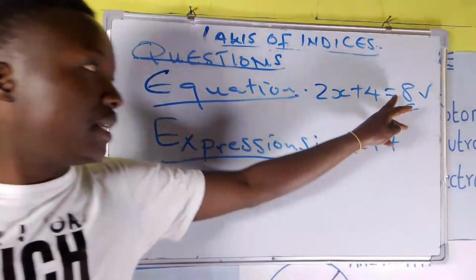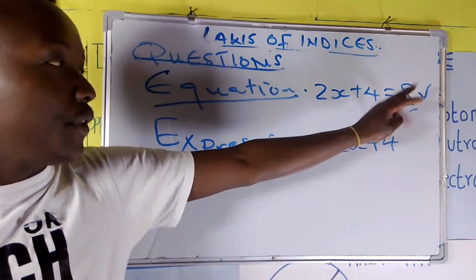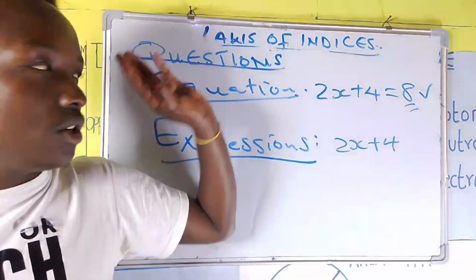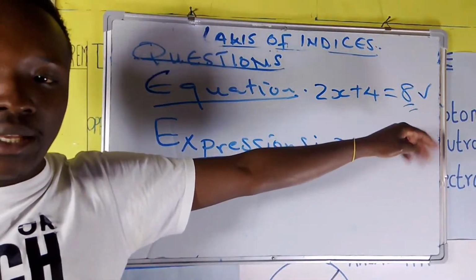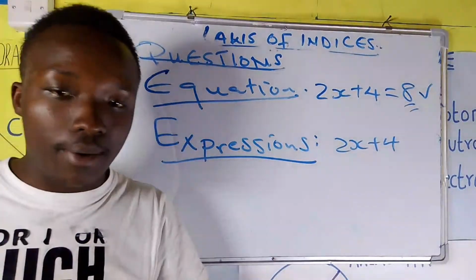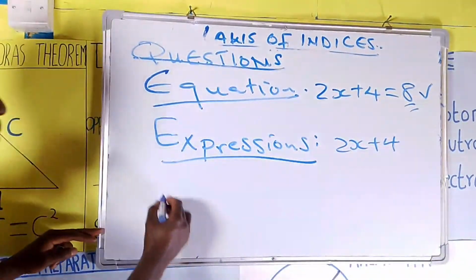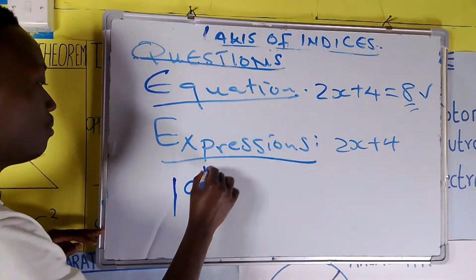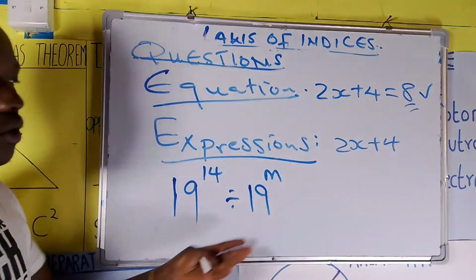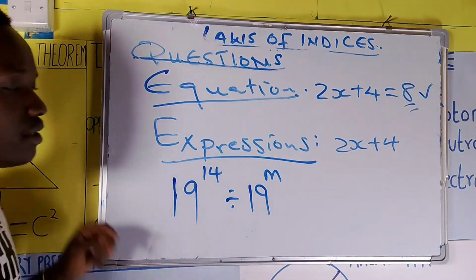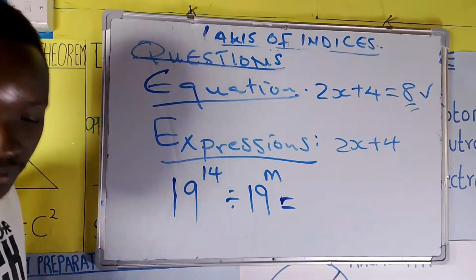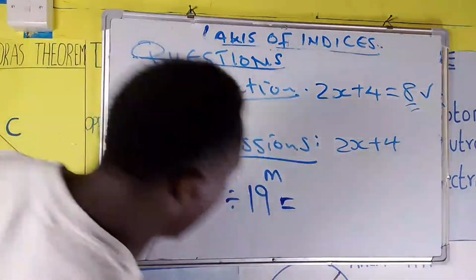An equation is accompanied by an equal sign, which simply means whatever is on the left hand side is equal to what is on the right hand side. So in this case, in indices, that is why we are dropping the base to solve the powers. But when we have an expression, a good example, we had 19 to power 14 divided by 19 to power m. There was no equal sign here. And it is not just having an equal sign, it is having another value on the other side of the equal sign. So this one is an expression.